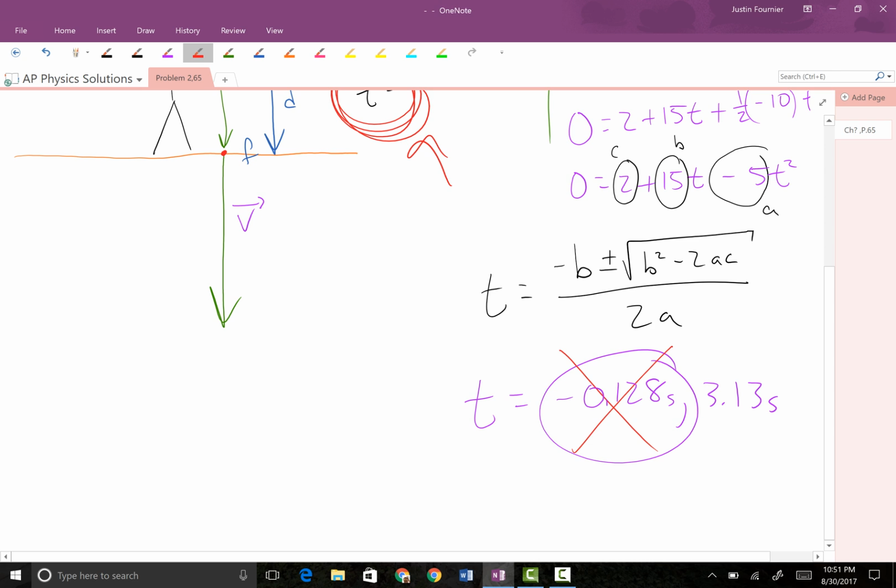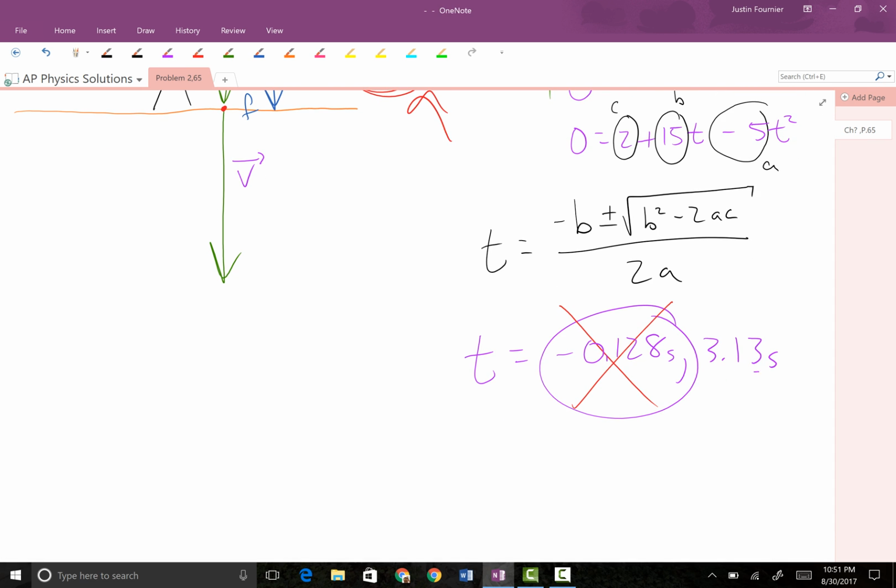You got a negative time. There's a reason for this, and if you ever want to talk about it, we'll talk about it later, of why you have a negative value for time. But we're going to go with the 3.13 as our answer.